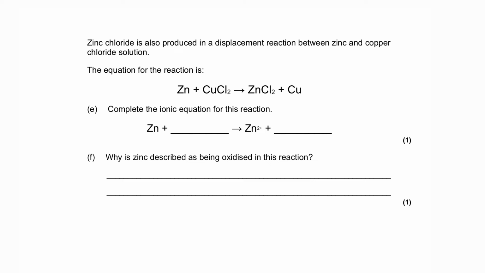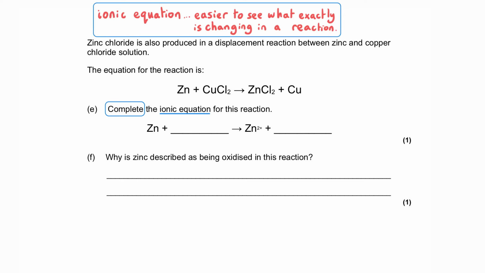Zinc chloride is produced in a displacement reaction between zinc and copper chloride solution. And the equation for the reaction is shown here. Zn, which is the zinc, is reacting with our copper chloride, and we are producing zinc chloride and copper. And we've been commanded to complete the ionic equation for this reaction. Ionic equations simplify the overall equation by getting rid of those chemicals from ionic compounds that are not changed during the reaction. And so generally there are fewer chemicals in an ionic equation.